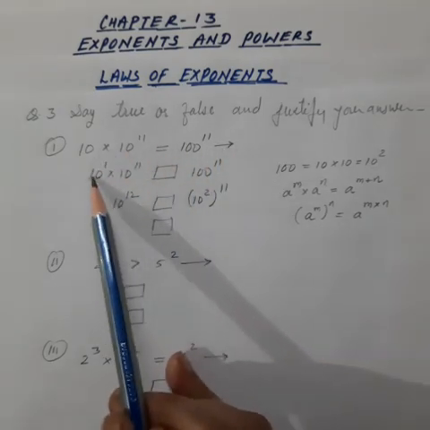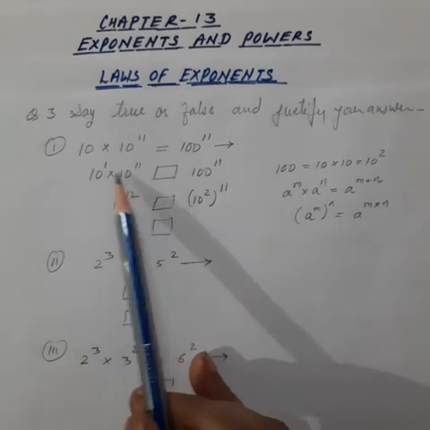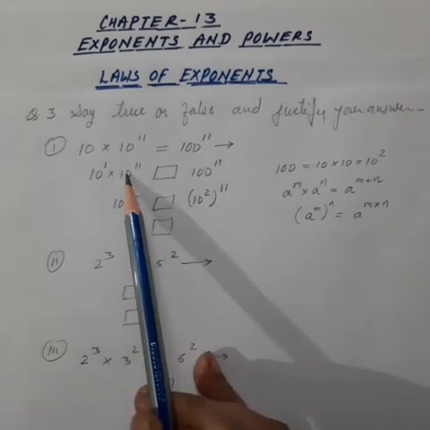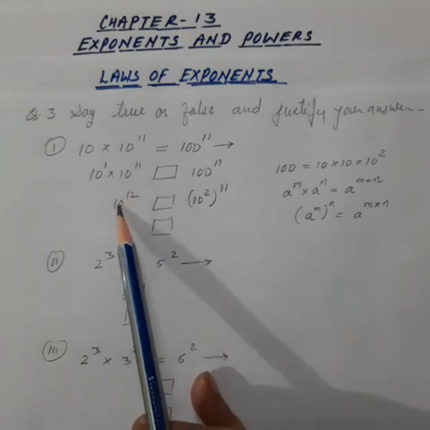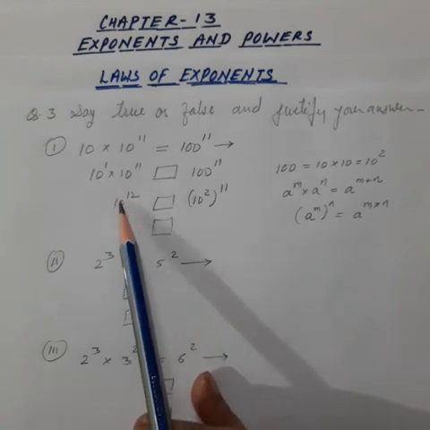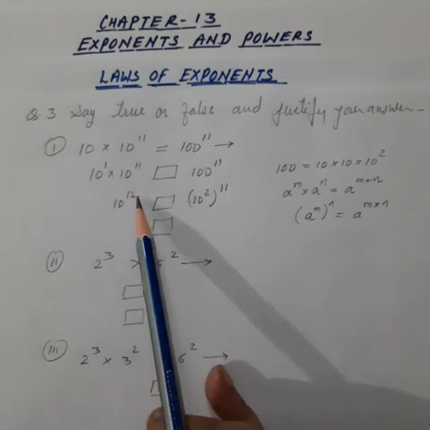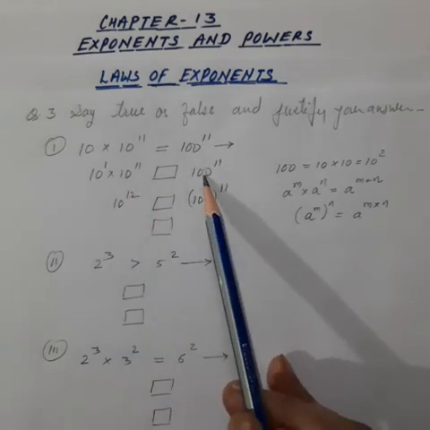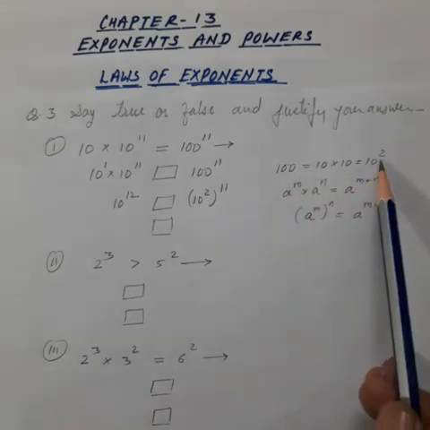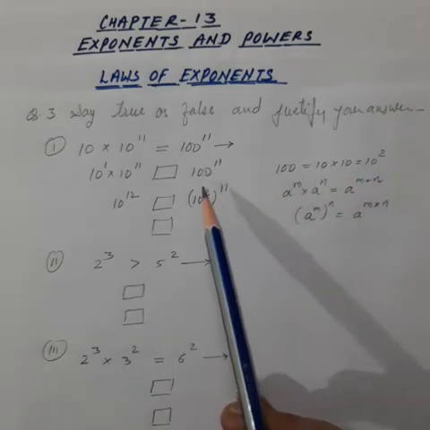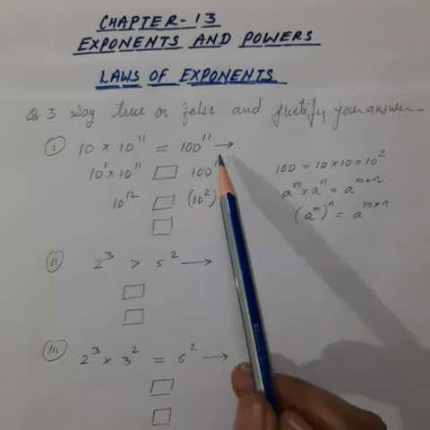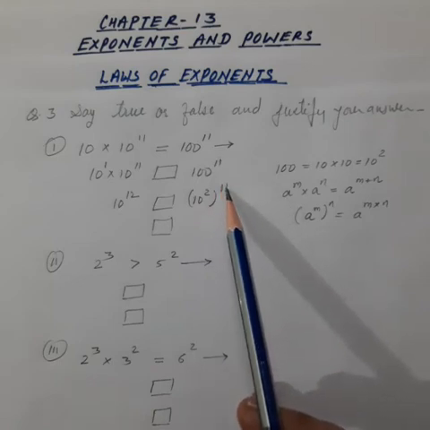First, here this statement is given and we have to check it is true or false. Left hand side. In left hand side, it is the multiplication of two numbers with same base 10. So take the base 10 common and add the powers. 1 plus 11 is 12. Right hand side. 100. 100 we can write as 10 square. So at the place of 100, write 10 square. And this is 11th power.